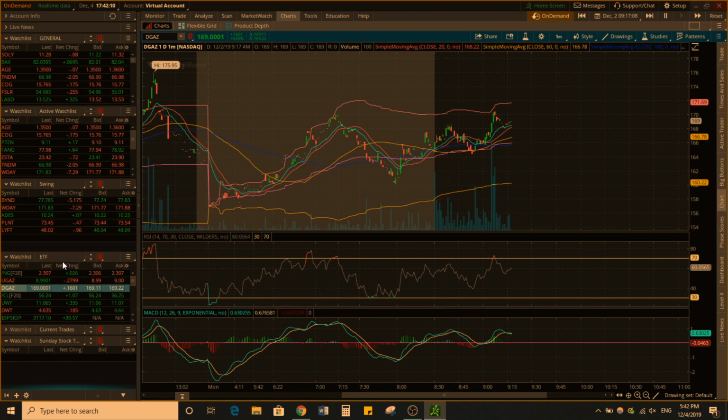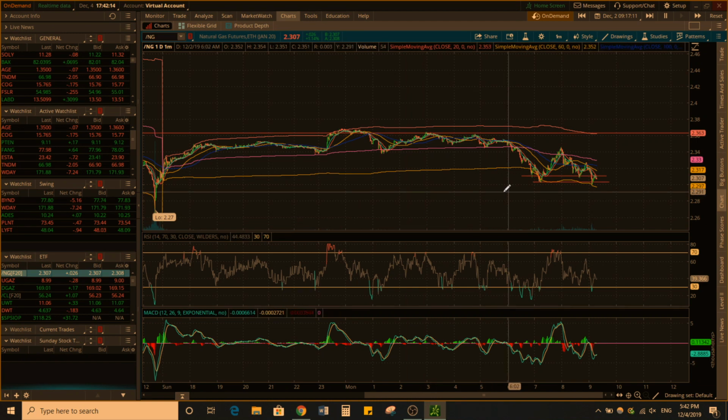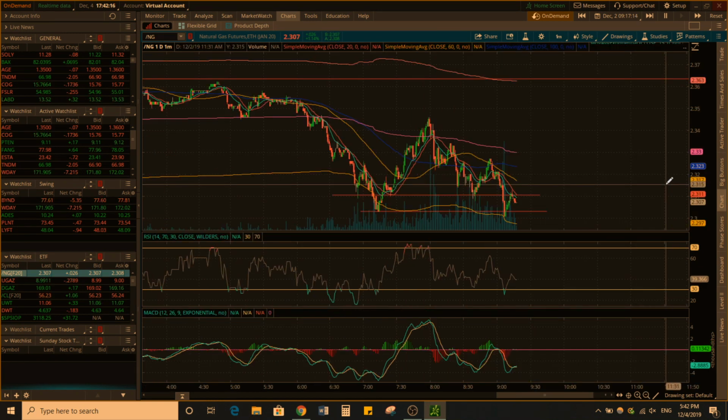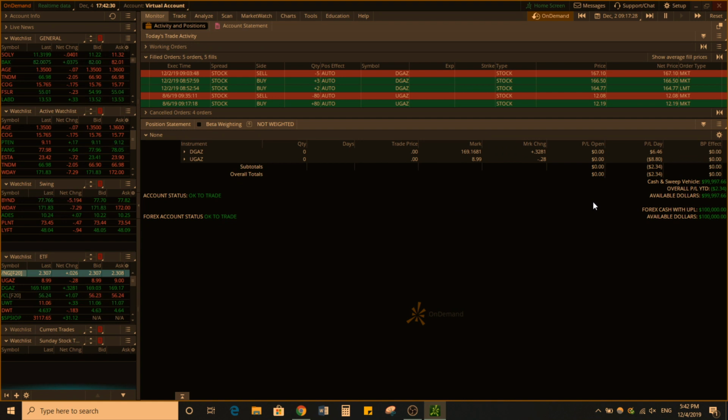Okay, looks like the market's a little bit slow right now and nothing's really happening. It's going to take quite a bit of time for it to reverse back up and make DGAS look like another opportunity to trade. So not bad. Overall it's about 0.6%, and that's through averaging up as well. Not bad, not bad at all.